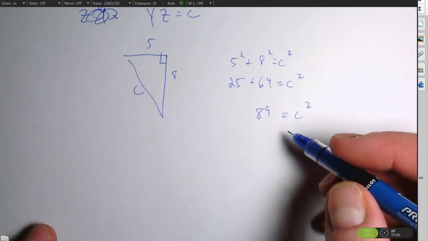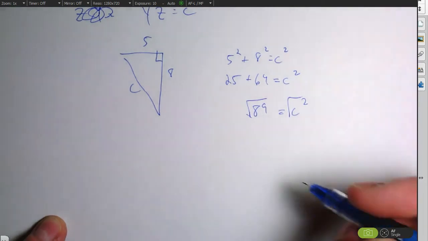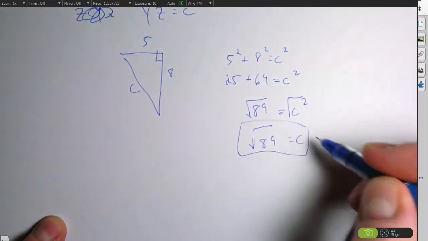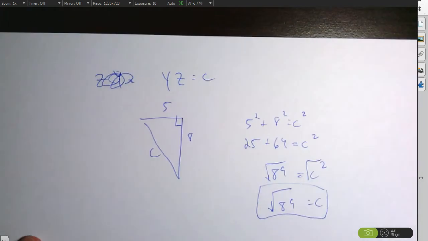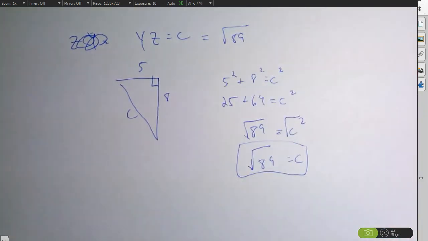We'll take the square root to solve, and we'll keep the principal root because we don't care about the negative, since it's a length and can't be negative. Later on in the year, we'd have to check and see if root 89 simplifies, but at this point, we can just leave it as root 89. So that's the length of YZ, because YZ is equal to C, so it's equal to root 89.